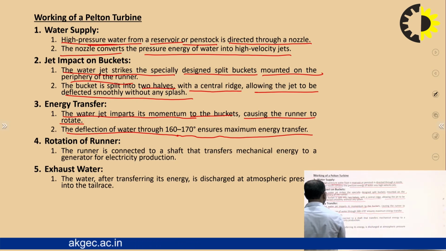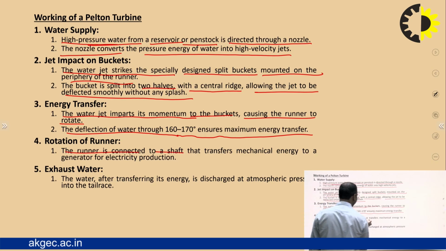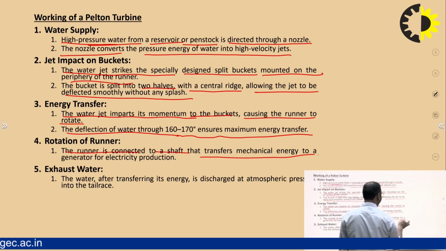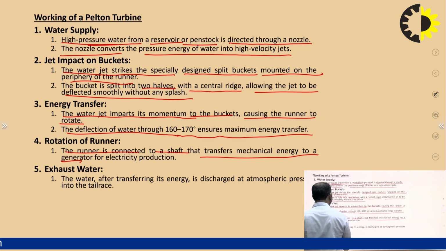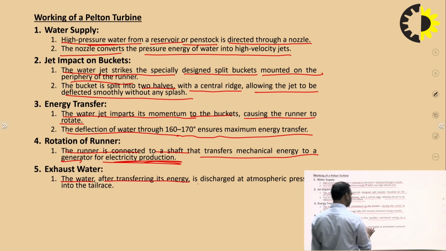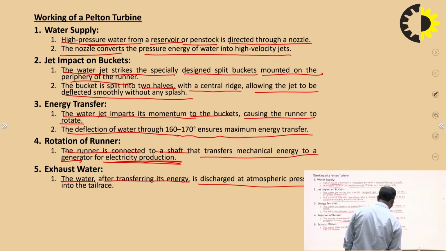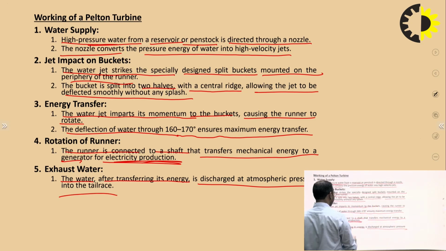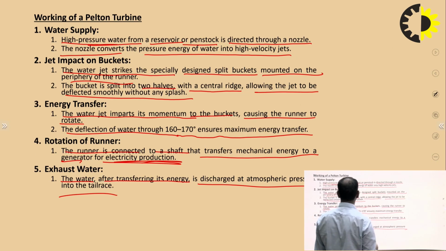Then the runner is connected to a shaft that transfers mechanical energy to a generator for electricity production. And lastly, the water, after transferring its energy, is discharged at atmospheric pressure into the tail race. This is the complete working behind Pelton wheel turbine.